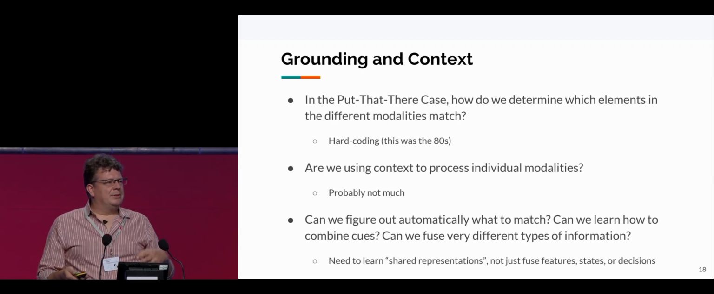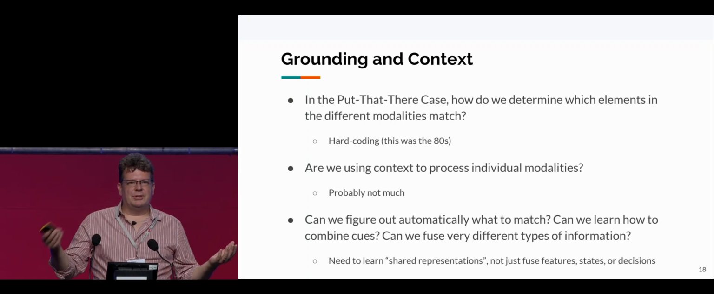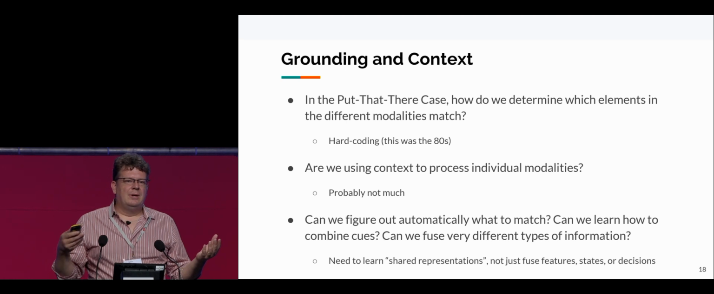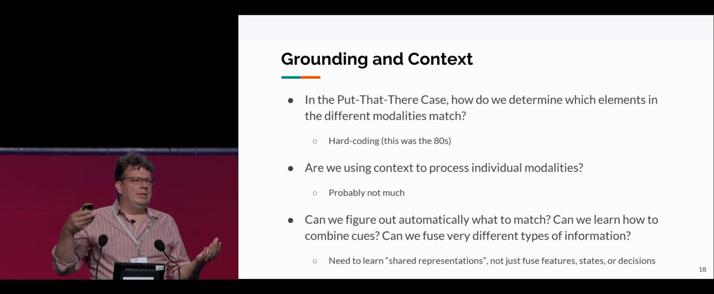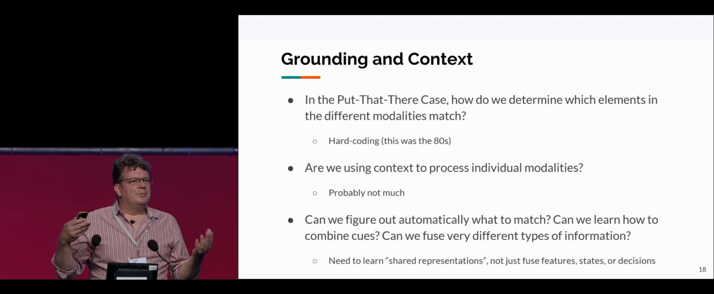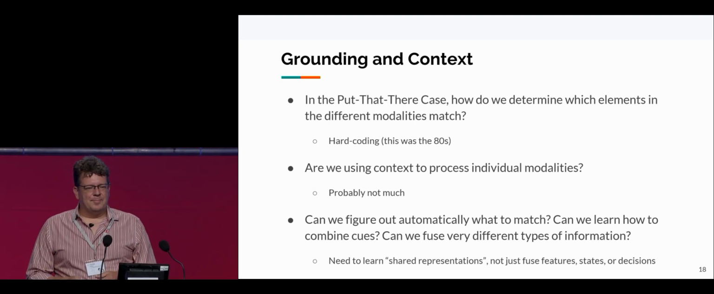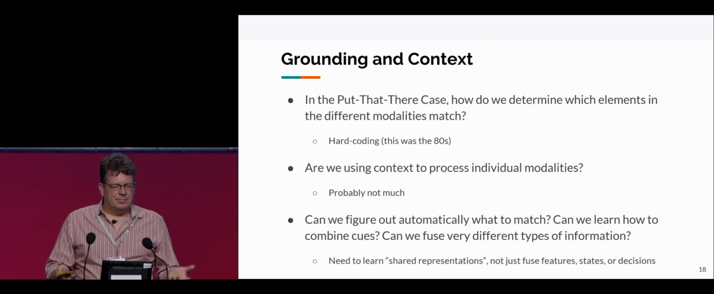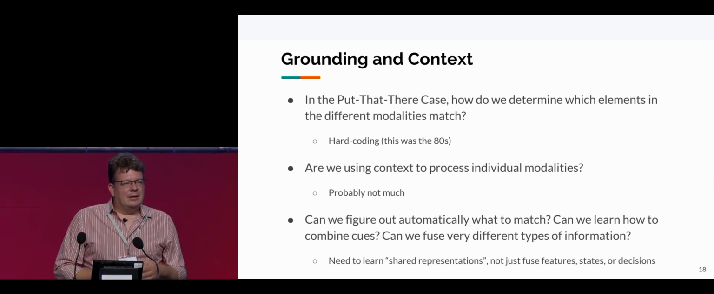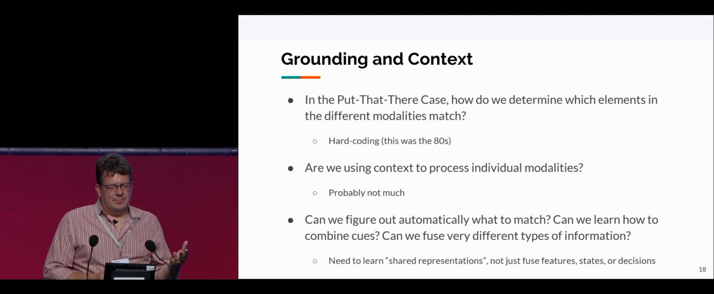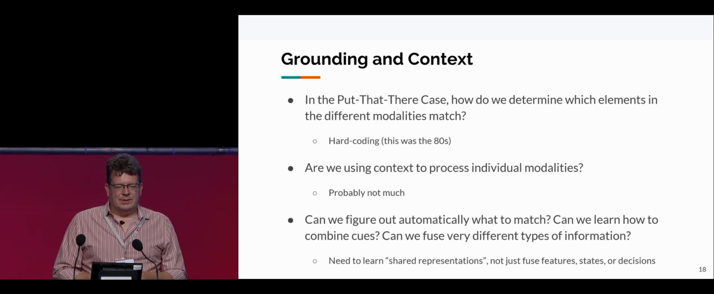So if we have an object in speech, how does it correspond to an object in touch? Or if we have an object in speech, how does it correspond to an object that I'm seeing in an image or a video? We want to learn these correspondences from data, and this is what a lot of the current work in multimodal processing of speech is about. In the 80s, with Put That There, we could hand code these things, but this is clearly something that doesn't scale.